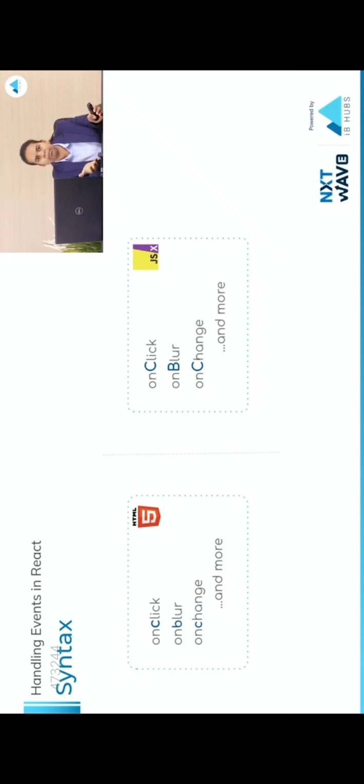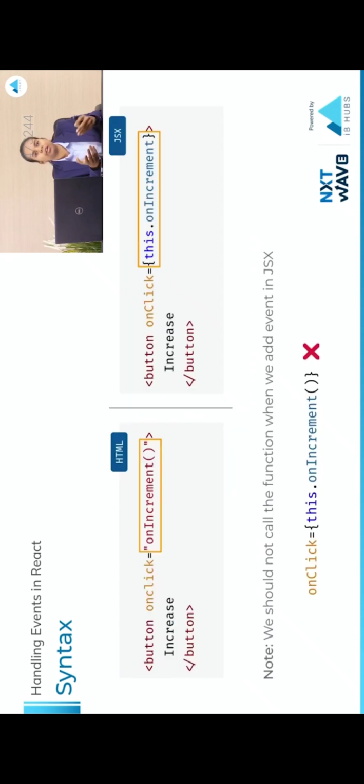So just with a slight modification in the syntax, it's almost the same. Here we have onClick with the C capital, onBlur with the B capital, onChange with the C capital. It's very similar to the one that we write in HTML. In case of HTML we write onclick equal to onIncrement, whereas in case of JSX we write onClick equal to this.onIncrement.